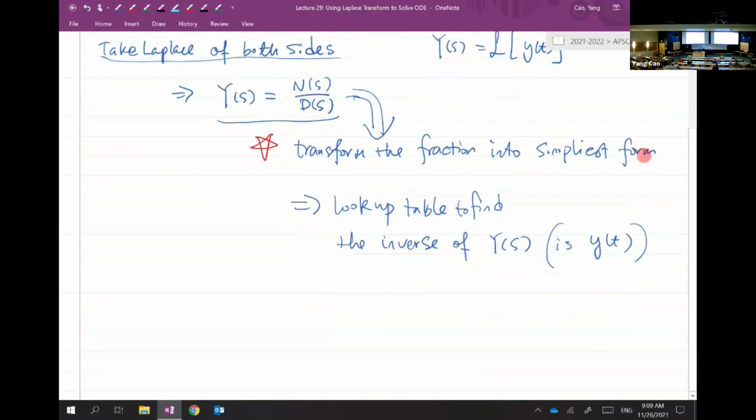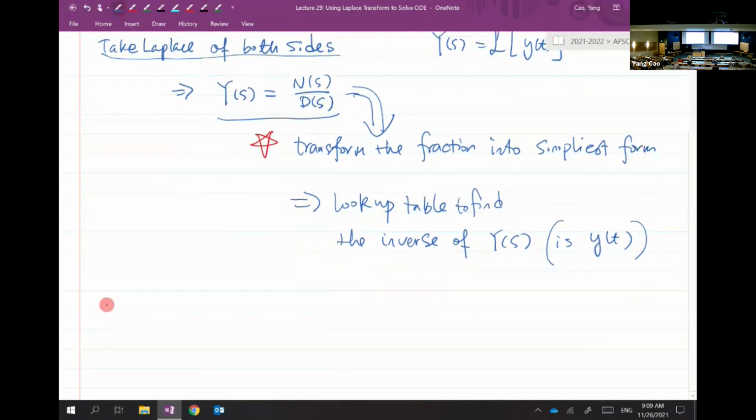So that's what I'm going to demonstrate in this class. I'll probably just demonstrate two cases. I think that should be enough. What are the typical formats of this fraction for Y of s? And then under that format, how can we simplify it or transform it into the simplest form? So that's the objective here.